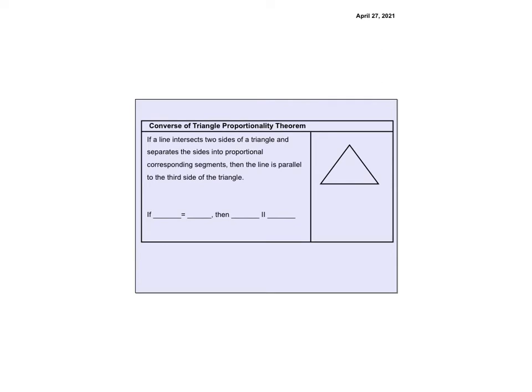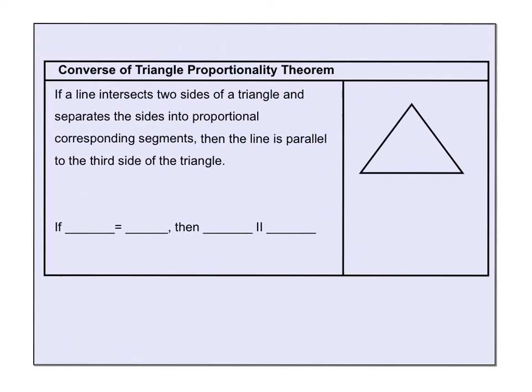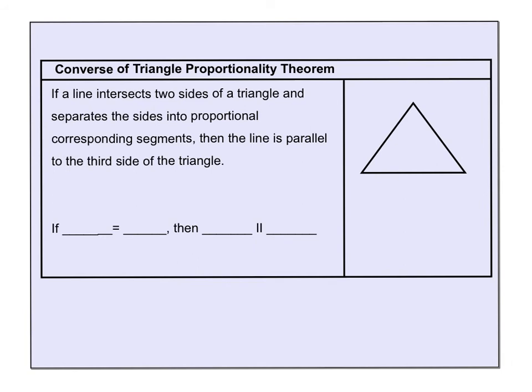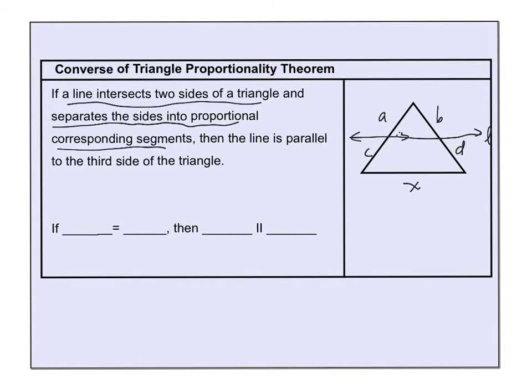So the flip side, all I'm doing is flipping this around, and it's the same situation. I've got my parallel line, and we'll call it A, B, C, D. We'll call this length X, and call this line L. It says if a line intersects two sides of a triangle and separates the sides into proportional corresponding segments, then the line is parallel to the third side of the triangle. So this is just saying that same statement we said before, just in reverse order.